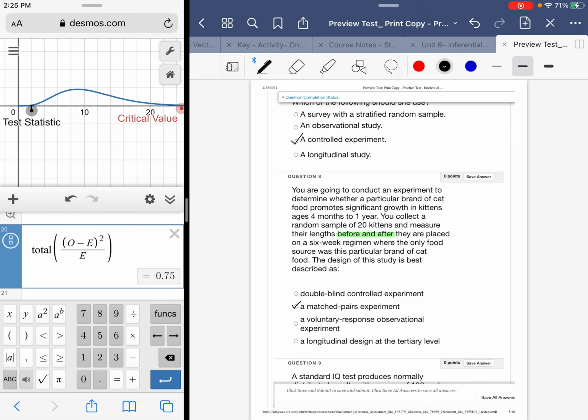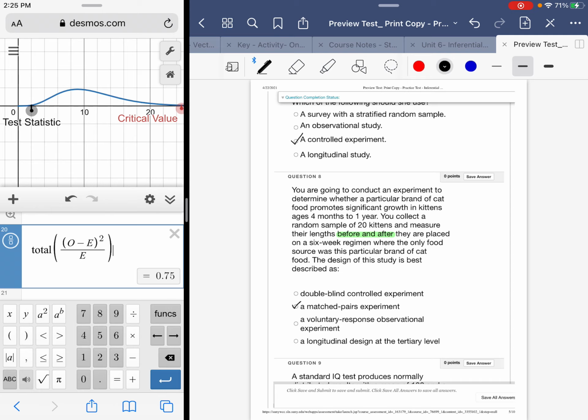Although it is probably possible that could exist, you would have to establish what the different levels are, but that doesn't seem to be applicable here. A double-blind controlled experiment? Well, we would only blind the study if the kittens had some sort of perception that could be measured. I suppose they could, but the keywords before and after trump all that.